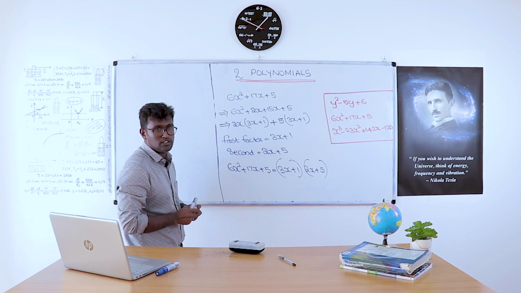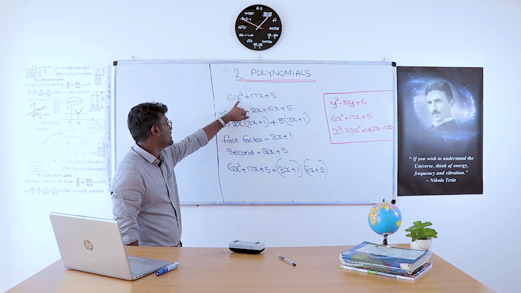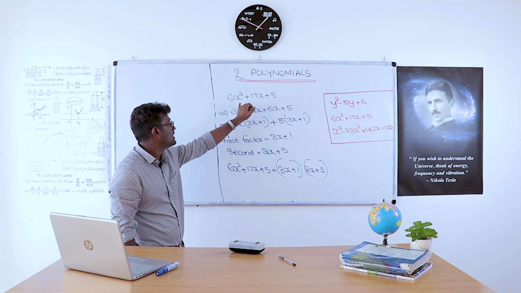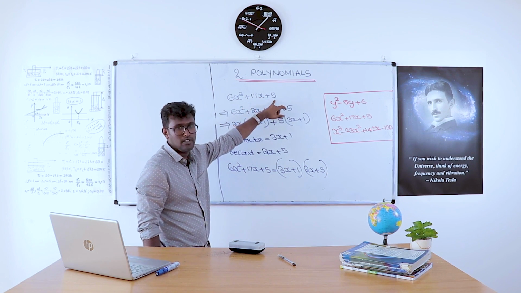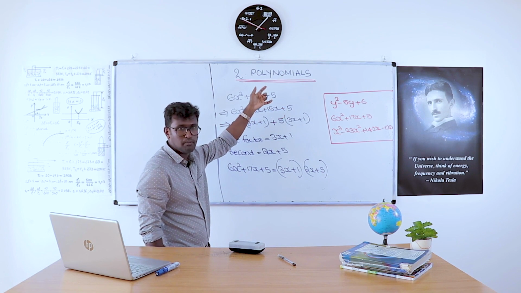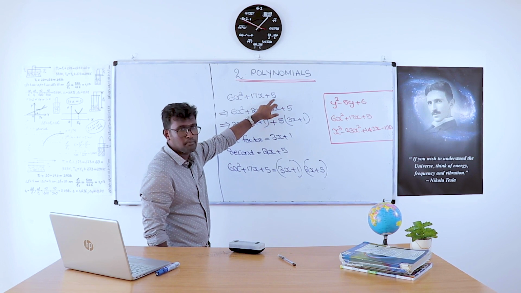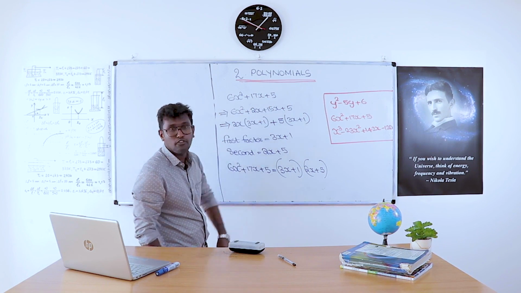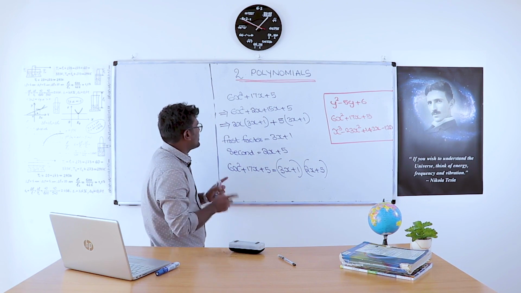So we can also use the factorization method. By using the factorization method, you have to convert this coefficient into 1. So how will you convert the coefficient to 1? You have to divide the whole equation by 6. Then it will be x square plus 17 by 6 x plus 5 by 6. Then you have to apply that method: a plus b is equal to 17 by 6 and ab is equal to 5 by 6. That way you can factorize also. So this is the method of factorization.